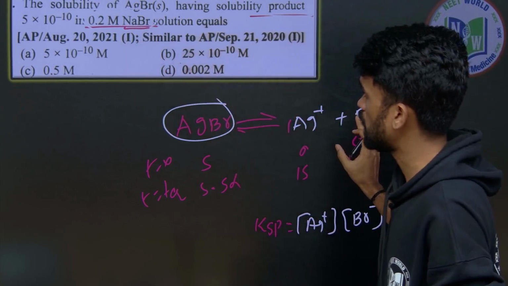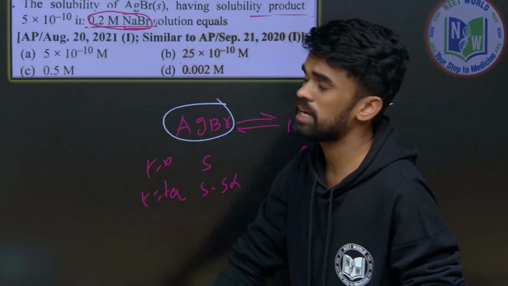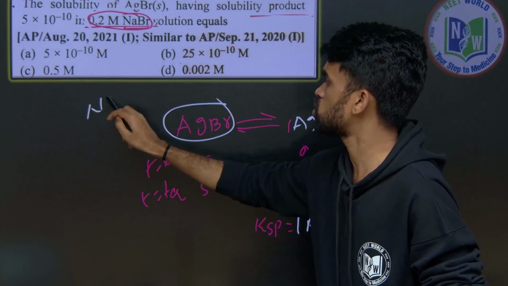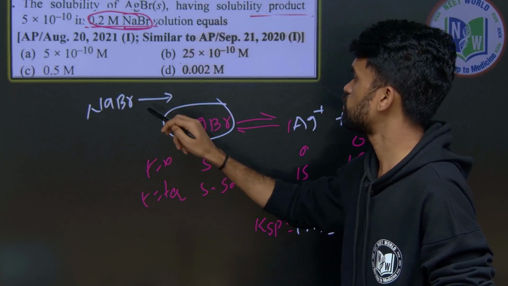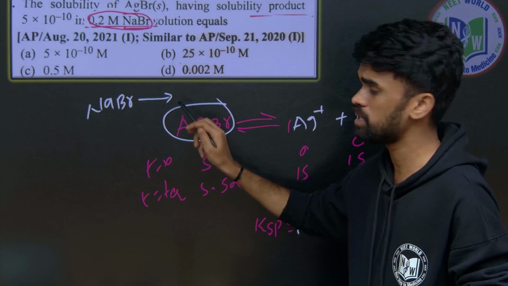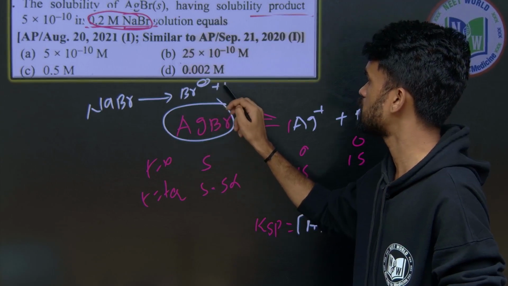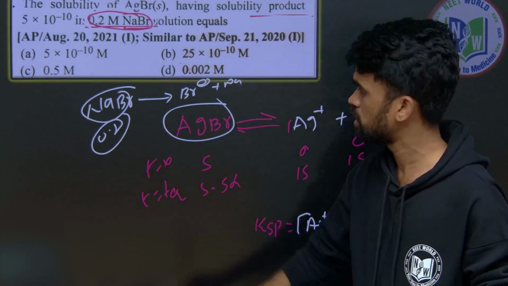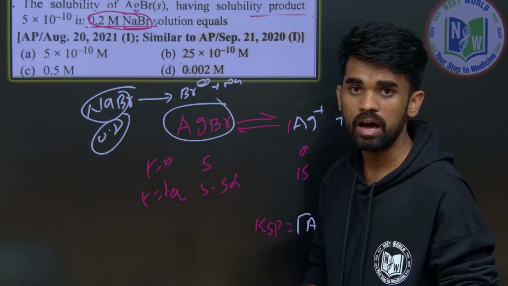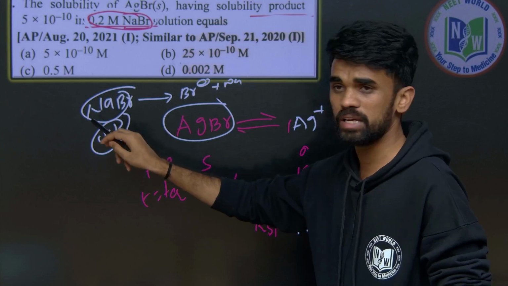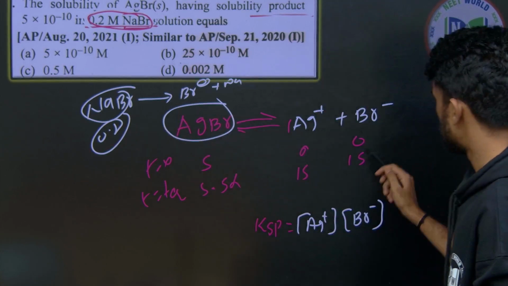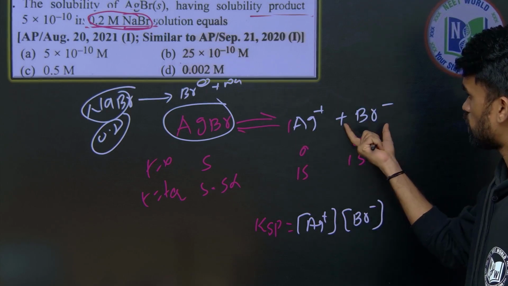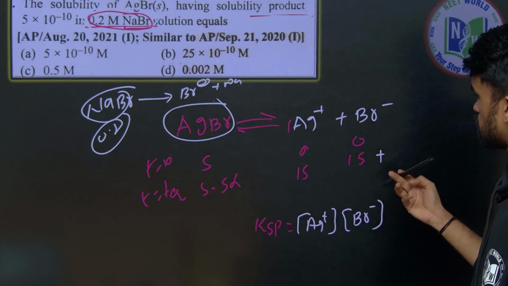So this is happening now in presence of NaBr. What is the concentration of NaBr they mentioned? 0.2. So we know NaBr is a strong electrolyte. So it will undergo 100% dissociation and give Br minus ions and Na plus ions. So if it is having 0.2 concentration, its ions are also having 0.2 concentration, because these ions are completely coming from here in the 1:1 ratio. Therefore the Br minus ion concentration in this solution should be considered to be this one plus this one. So 1S plus 0.2.